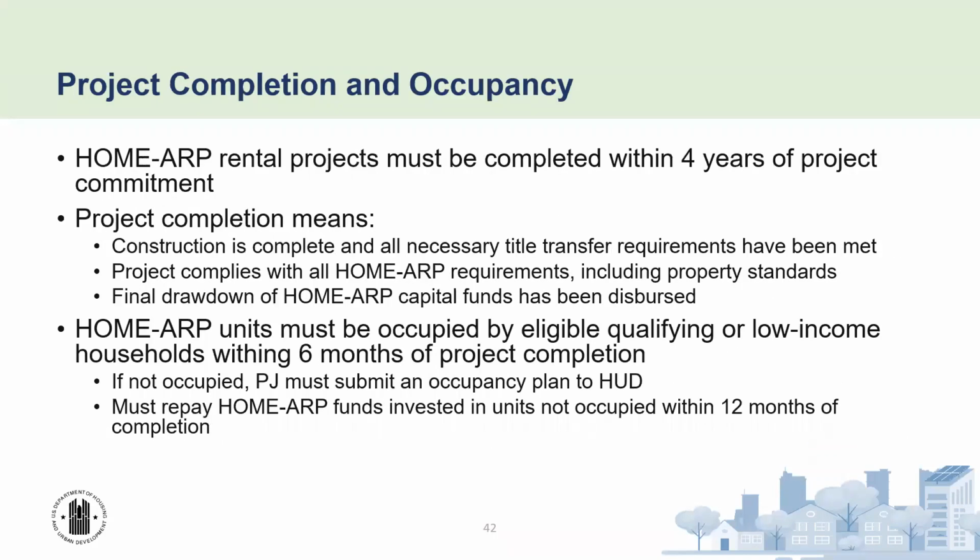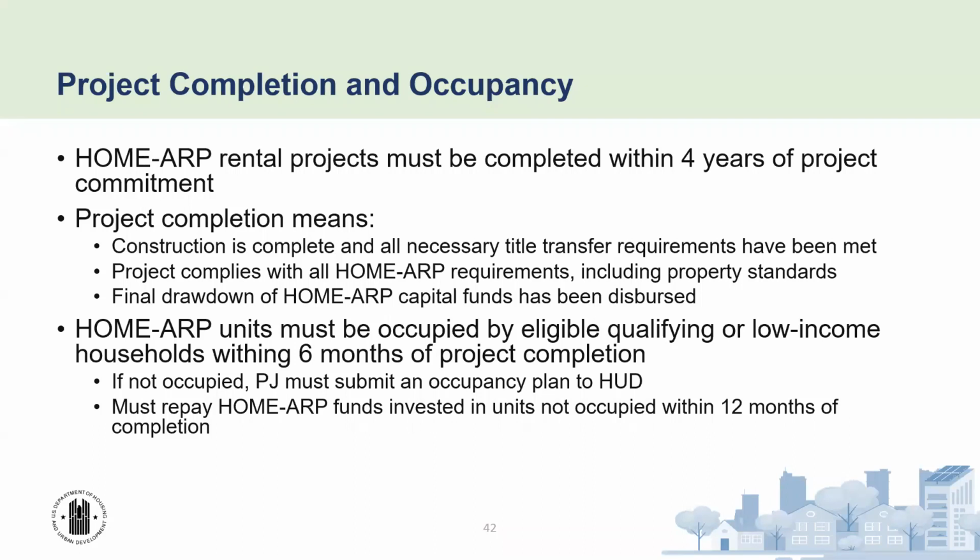Similar to HOME, all HOME-ARP projects must be completed within 4 years of project commitment, which means that the construction is complete and all necessary title transfer requirements have been met, the project complies with all HOME-ARP requirements, including the applicable property standards, and all HOME-ARP funds committed to the project have been disbursed in IDIS.